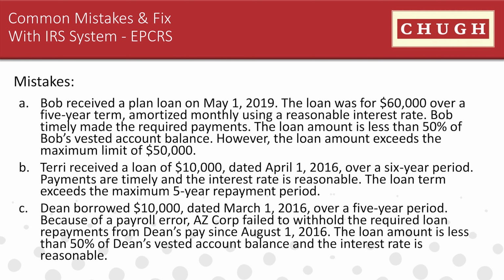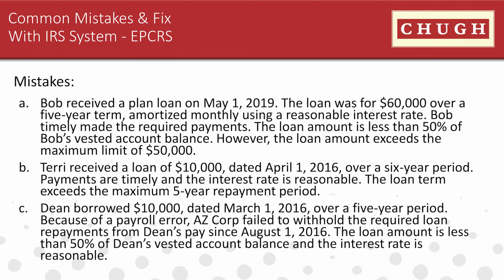So the first mistake: Bob received a plan loan on May 1st, 2019. The loan was for $60,000 over a 5-year term, amortized using a monthly interest rate. Bob timely made the required payments. The loan amount is less than 50% of Bob's vested account balance. However, the loan amount exceeds the maximum limit of $50,000.